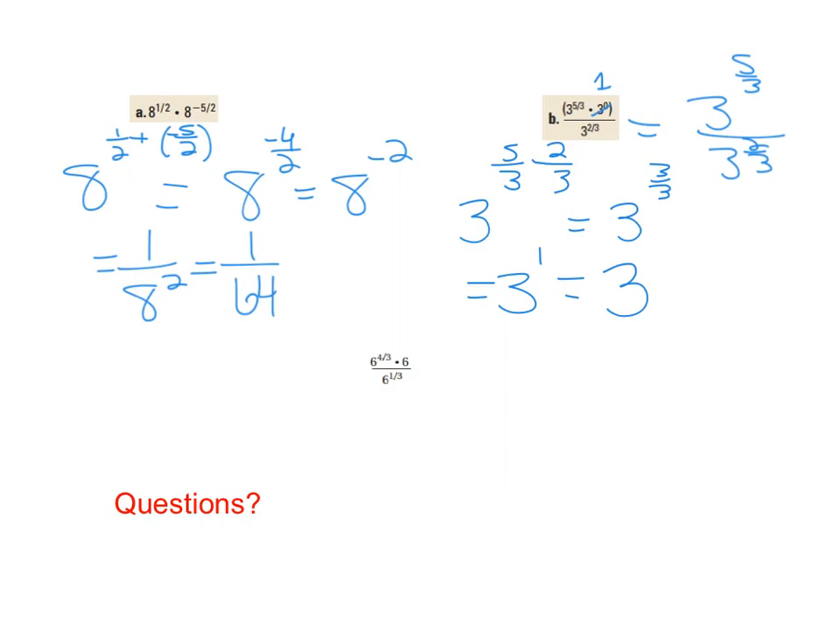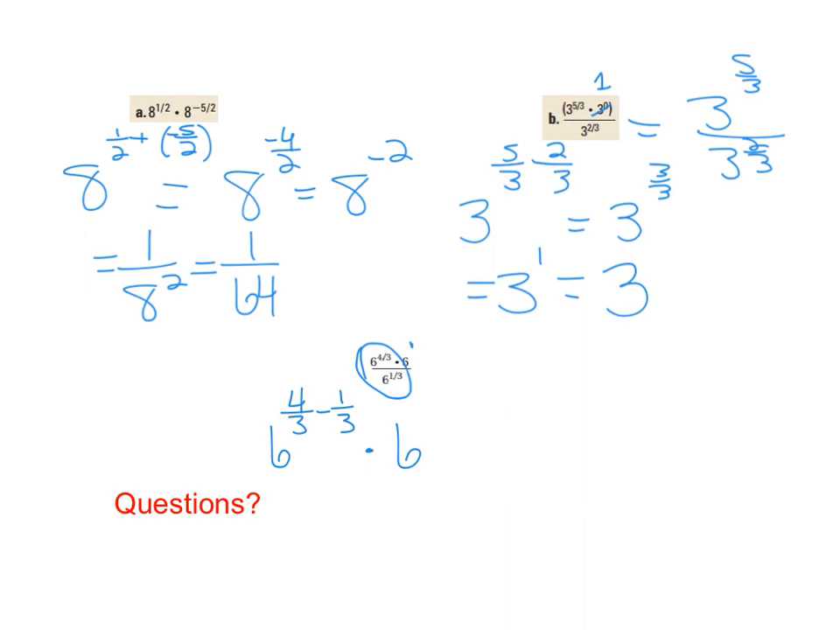I see 6 to the 4/3 times 6 over 6 to the 1/3. I've got this little 6. I know it has a 1 right here. I don't want to do all that ugly fraction work. But I noticed this looks like it might turn out kind of nice. Okay, so I'm going to do my fraction rule there. I'm dividing with the same base, so I'm going to subtract the exponent. So I get 6 to the 4/3 minus 1/3, and I've still got this other 6 out here, right?